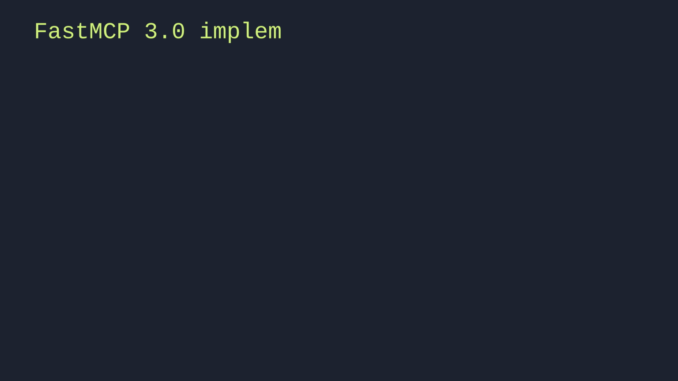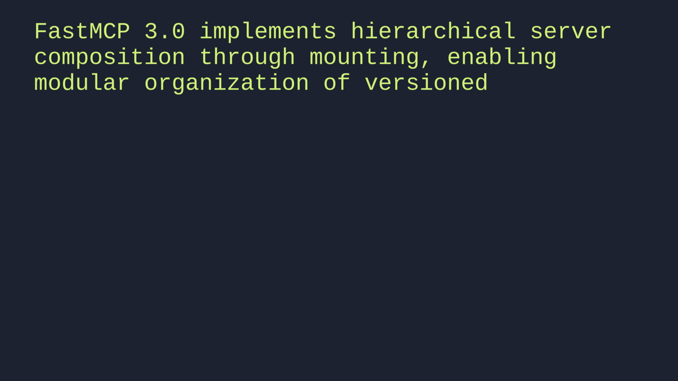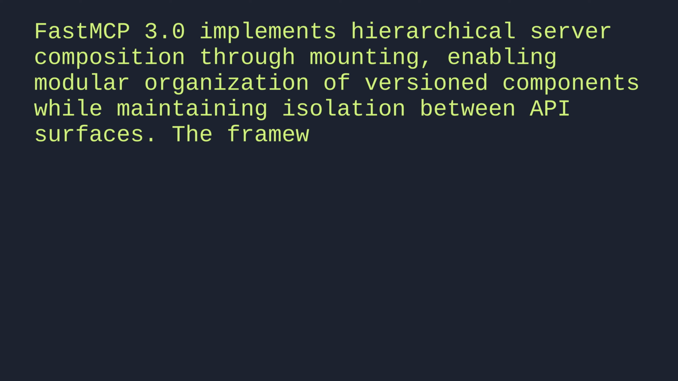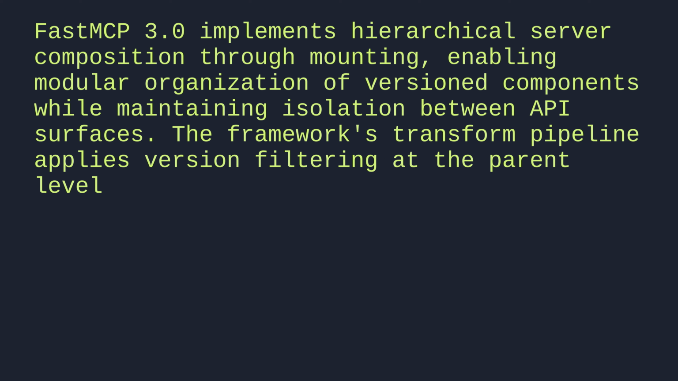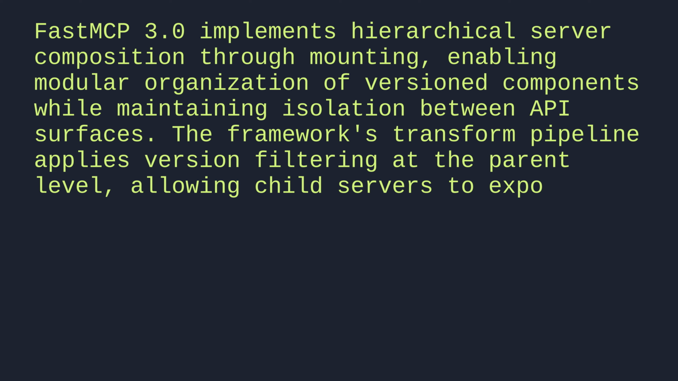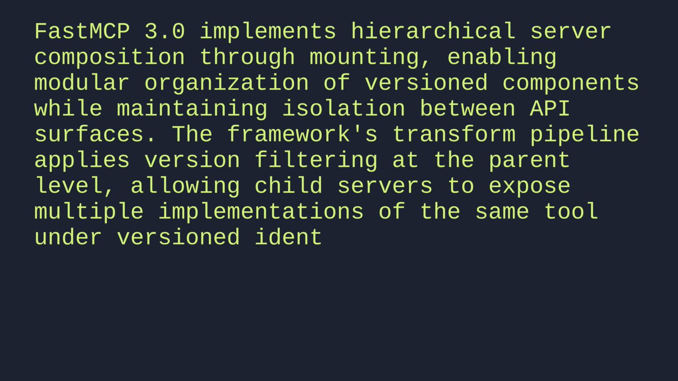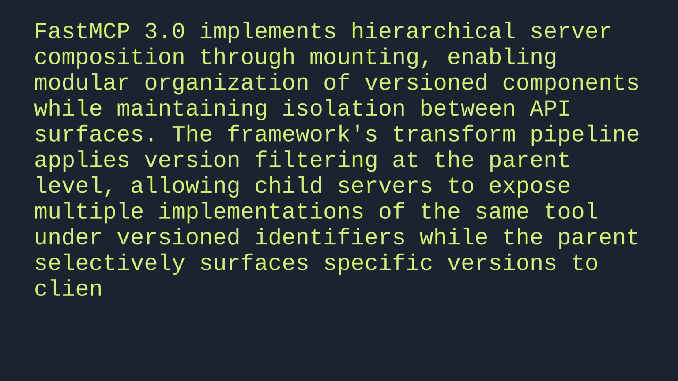FastMCP 3 implements hierarchical server composition through mounting, enabling modular organization of versioned components while maintaining isolation between API surfaces. The framework's transform pipeline applies version filtering at the parent level, allowing child servers to expose multiple implementations of the same tool under versioned identifiers, while the parent selectively surfaces specific versions to clients.